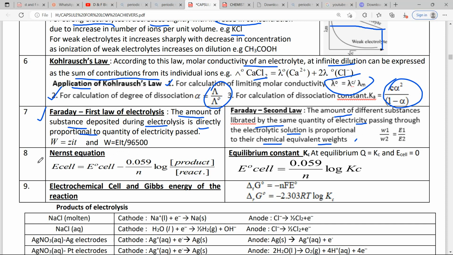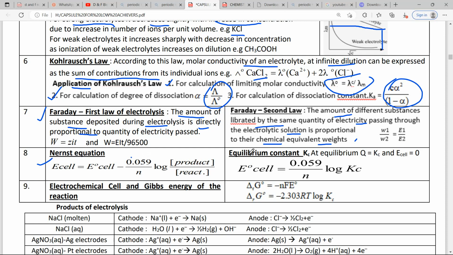Nernst equation. This is the most important equation. Problems related to the Nernst equation will definitely be in your paper. E cell is equal to E naught cell minus 0.059 by n. Here it may be written as 2.303 RT by nF. The simplified form is 0.059 by n, log of concentration of the product by concentration of the reactant.